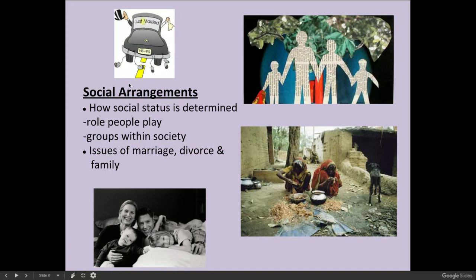As we move forward here, social arrangements. This has to do with social class, how social status is determined, and the role people play within their social group. Issues of marriage, divorce, family are all a part of this, and issues of any kind of social class, lower, middle, upper class is all a part of this. So family dynamics, social class, groups that people choose to join can all be a part of social arrangements.